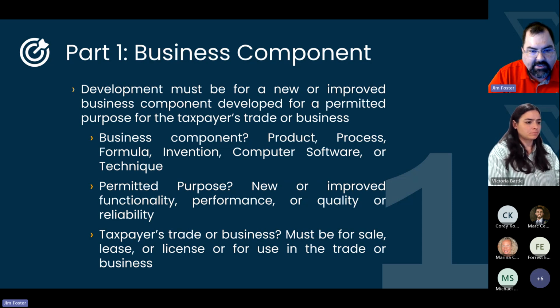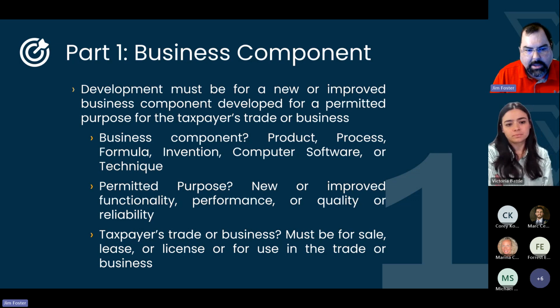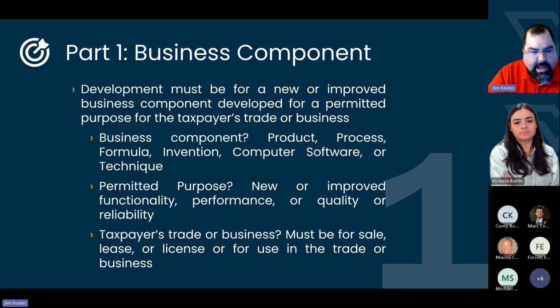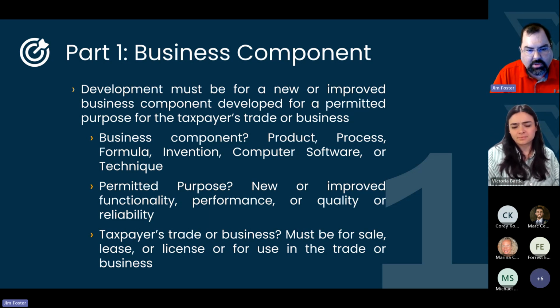Permitted purpose. This is kind of critical because it has to be for a new or improved functionality, performance, or quality or reliability. This excludes things that are aesthetic, meaning we don't want to take a red bouncy ball and make it blue. We want to take a red bouncy ball and make it bounce higher, increasing the performance, something like that. And then the last one is that the business component must be for sale, lease, or license, or for use in the trade or business of the taxpayer. In 18 years, I've only had this exclude one project, so this doesn't come up very often.